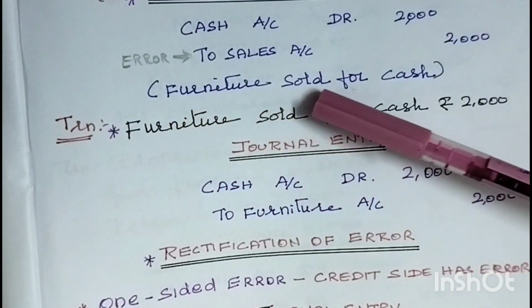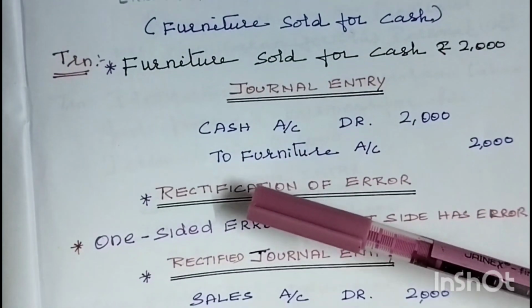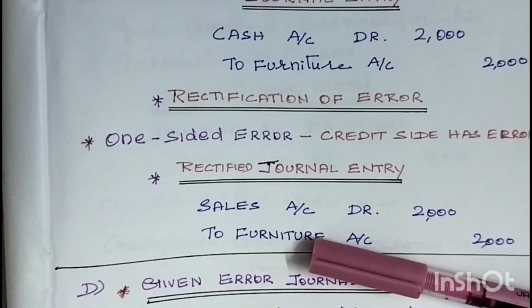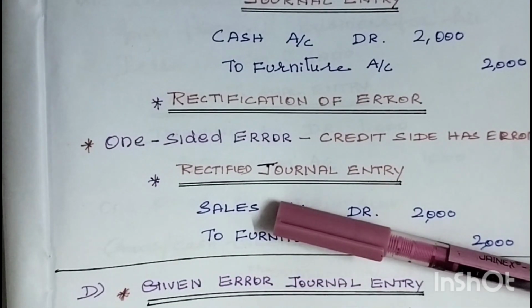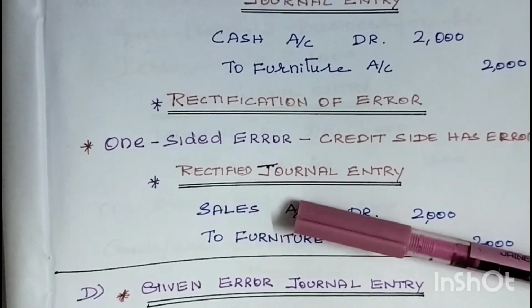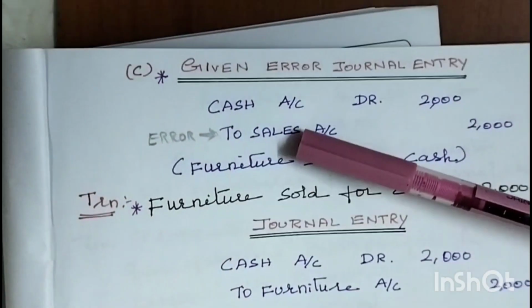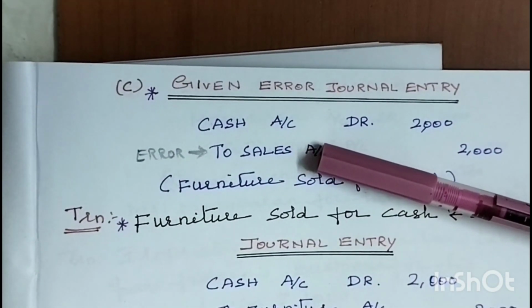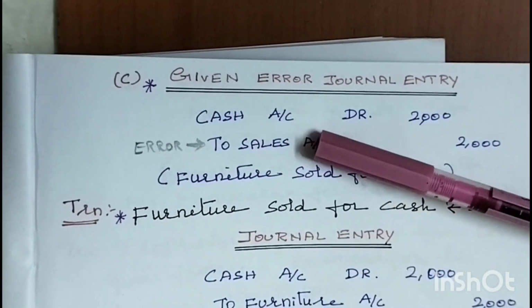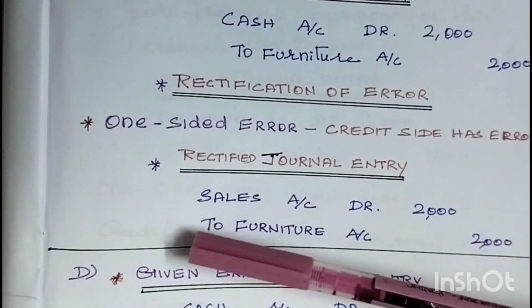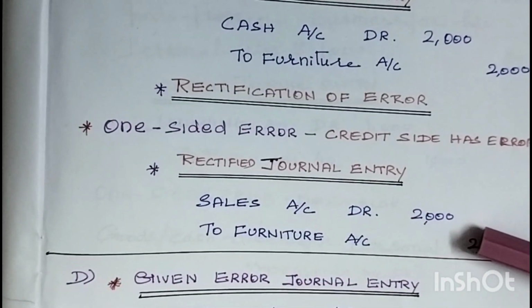So furniture sold for cash means furniture account is to be credited, and the error account we have to enter on the opposite side. Here the error account is given on the credit side, so we have to debit it. Okay, so sales account 2000 rupees.